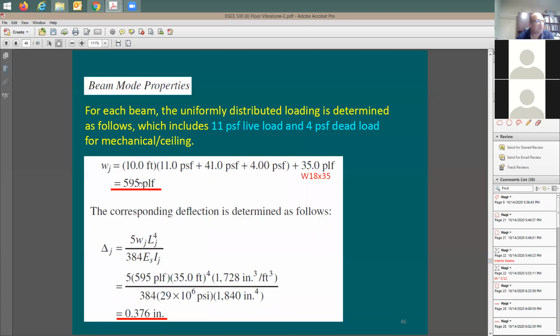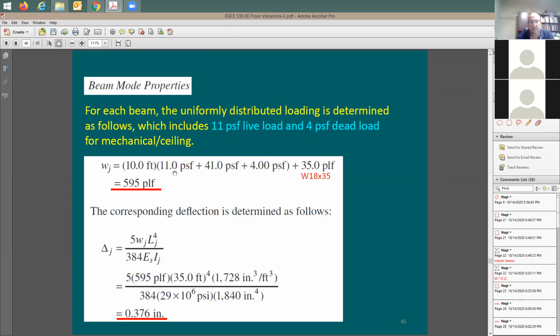So the tributary width is multiplied by the weight of the slab and metal deck, the additional dead load, and the live load. But when it comes to self weight, you don't multiply by 10 for the beam itself. So you have a total weight of 595 to consider in your analysis. Again, this includes a little bit of the live load.